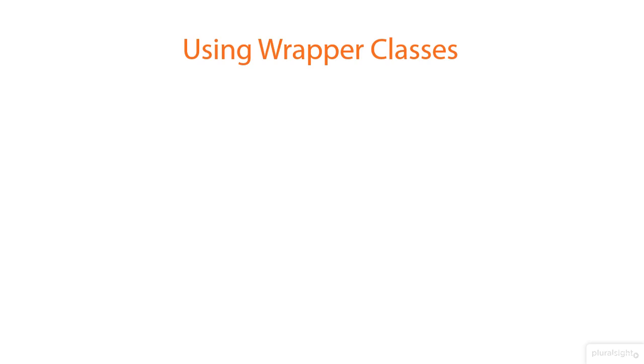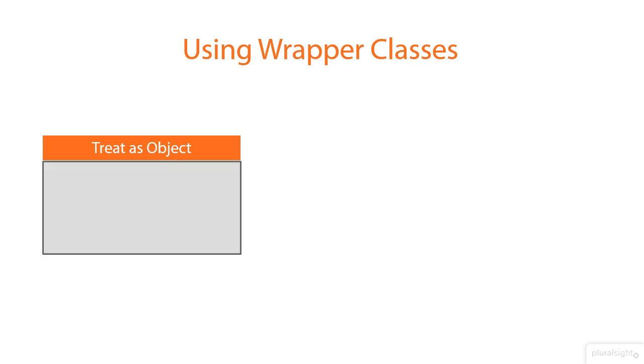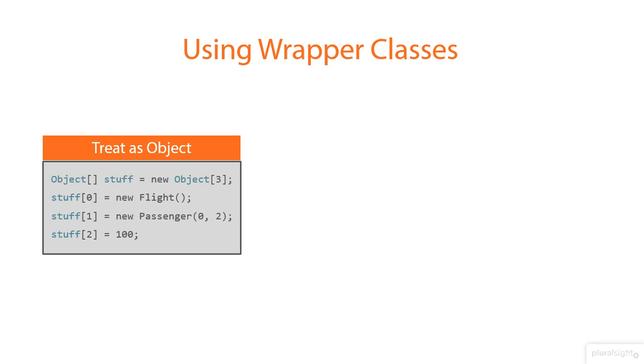Now that we have the primitive wrapper classes, we can take advantage of the capabilities that all classes have when working with our primitive types. For example, we can now treat our primitive types as objects. So if we have a situation where we have maybe an object array or any other type that expects object references, in addition to putting in things like a reference to a flight class or a passenger class, we could even drop in a value like 100.